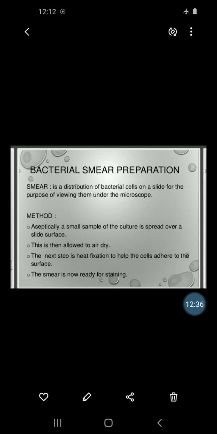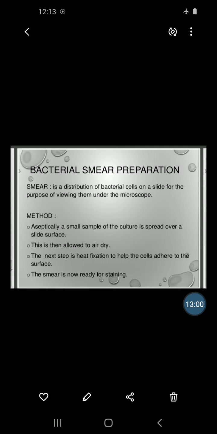Then how is the smear prepared? Aseptically, a small sample of culture is spread over a slide surface. Then it is allowed to air dry. Keep in mind, this is natural drying; there is no use of artificial drying, meaning no use of a hot air oven or other instrument.